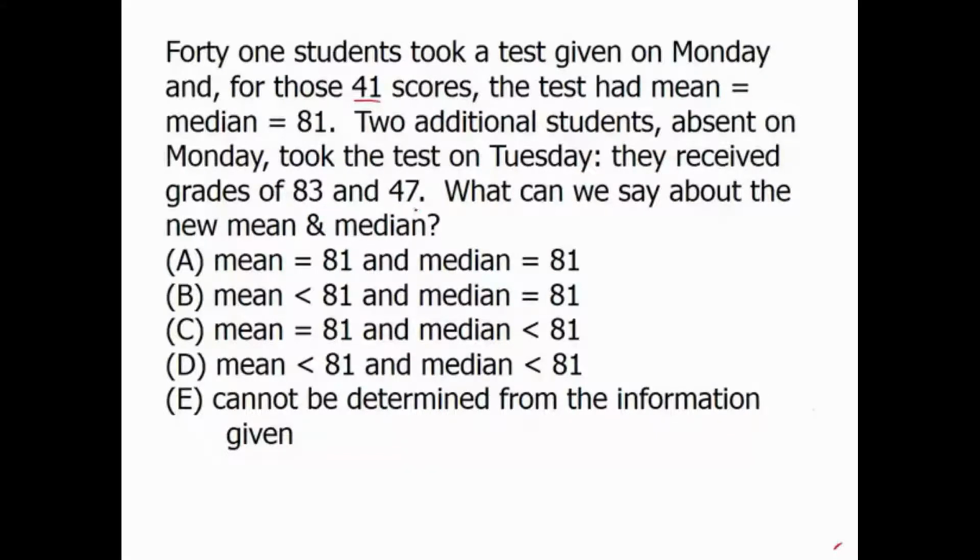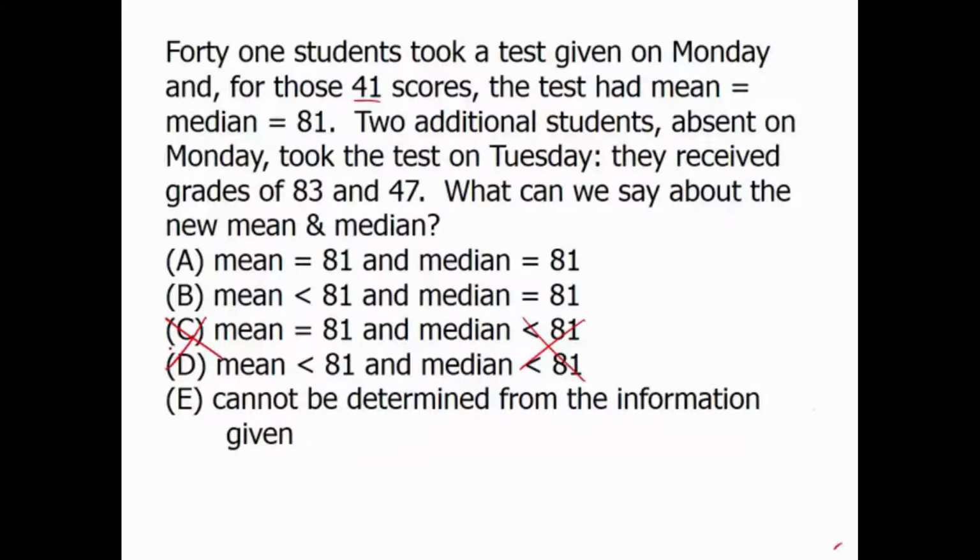With these additional grades, we have one above the mean, one below the mean. One above the median, one below the median, so that means the median stays the same. If we add one above the median and one below the median, it is still the median. So the median clearly is 81. And so we certainly can eliminate C and D.